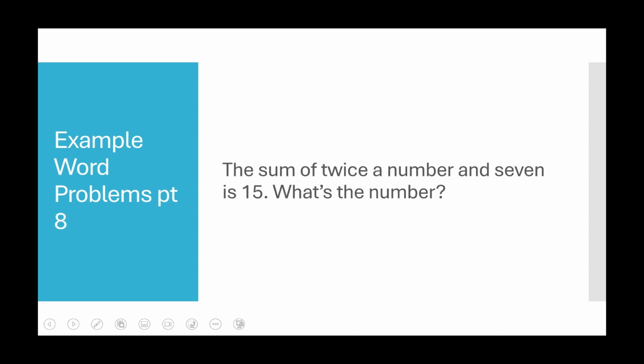The sum, or addition, of twice a number. Twice is going to be times 2. And for our number, I don't know, how about n today? Could be x, doesn't matter. The sum of twice a number and 7 is 15. Okay, so it's addition because we had sum.